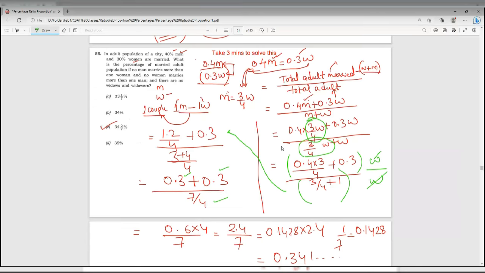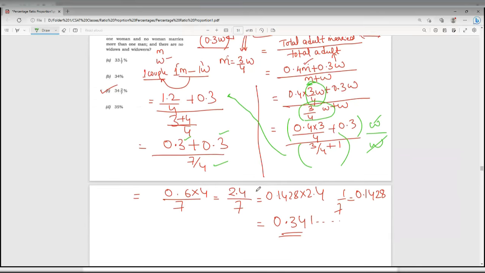So 2.4 by 7, if you know the value of 1 by 7, that is 0.1428, and then I'm multiplying it by 2.4. And if you multiply this, you would get 34.1, 34.2 or something like this would come. And there's only one value that is just greater than 34, that is option C. I hope, if you have any doubts in any particular step, please ask. I'll be happy to clear that.